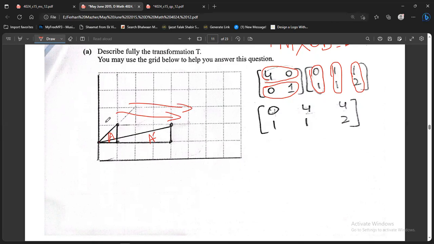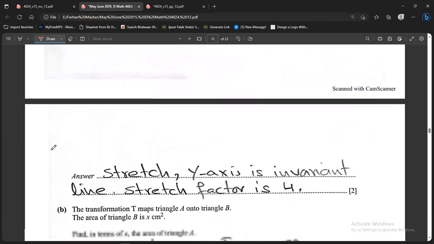This point was at a distance of 1 from the y-axis, and now it is at a distance of 4. This point was on the y-axis and it has not moved. So it means it's a stretch, and the invariant line is the y-axis.